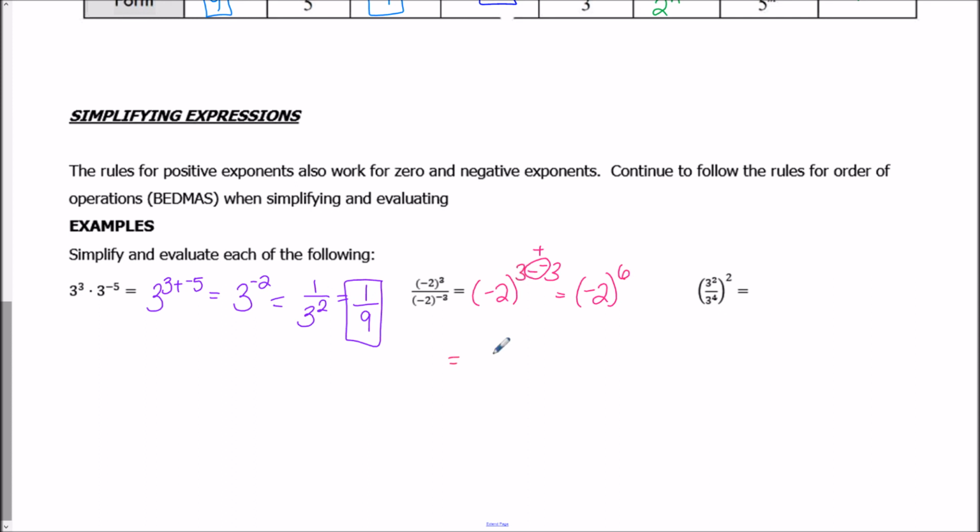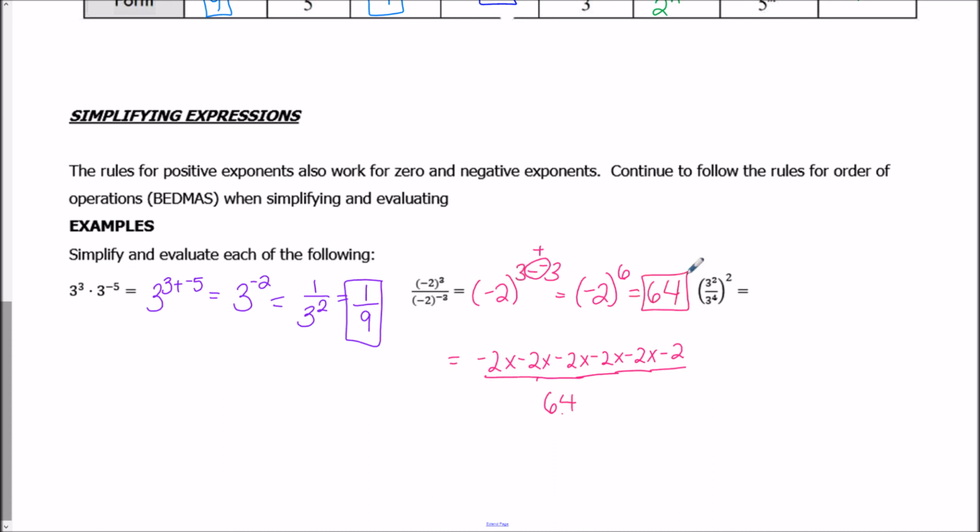So to figure out that answer, I'm going to do -2 times itself 6 times. Okay, so -2 times -2 is going to give me 4, and then 4 times -2, I'll end up getting -8 right here. And then when I multiply -8 by another -2, I get +16, times another -2 gives me -32, times another -2 gives me +64. So my answer here is +64.